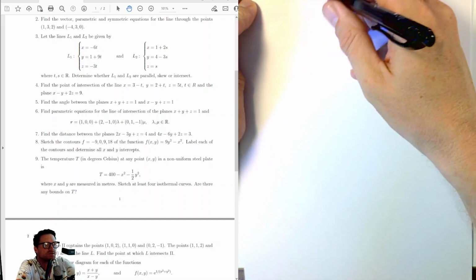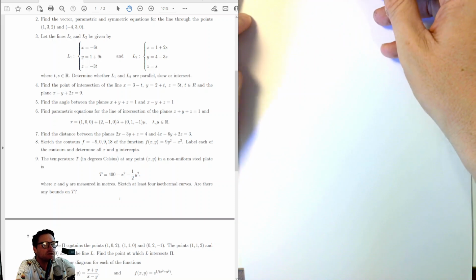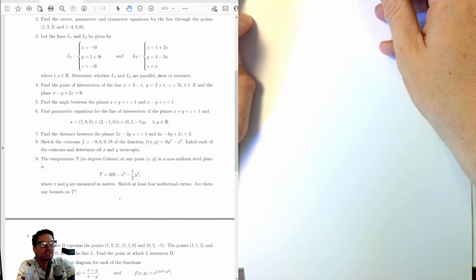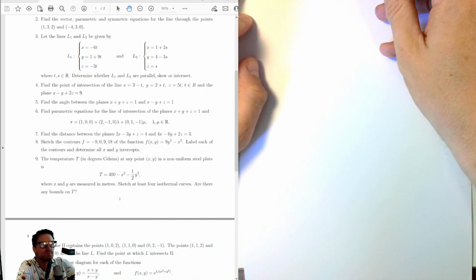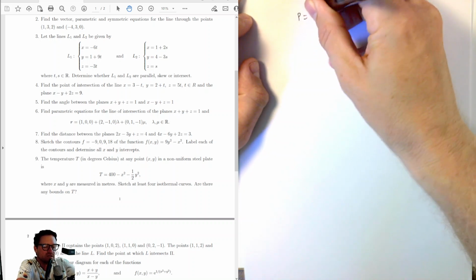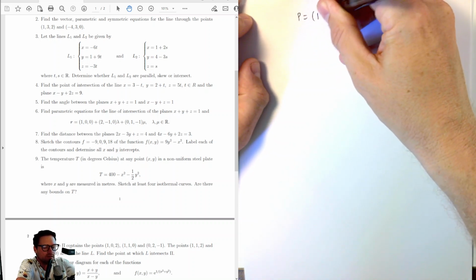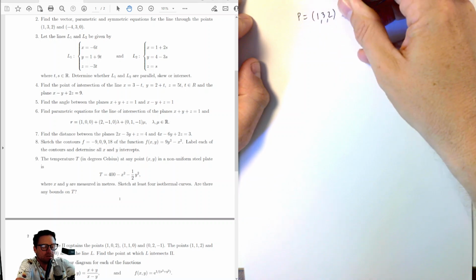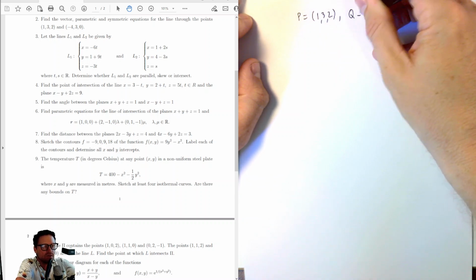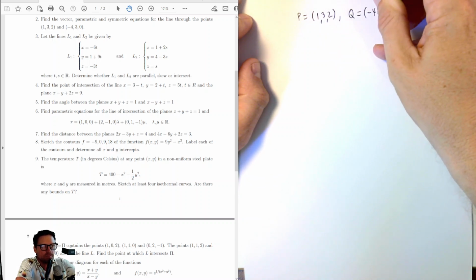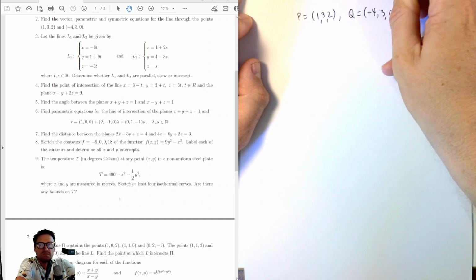Okay, so question 2. Find the vector, parametric, and symmetric equations for the line through the points. So we've got a point P, which is (1, 3, 2), and a point Q, which is (-4, 3, 0).